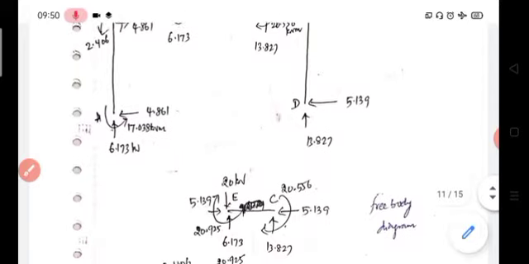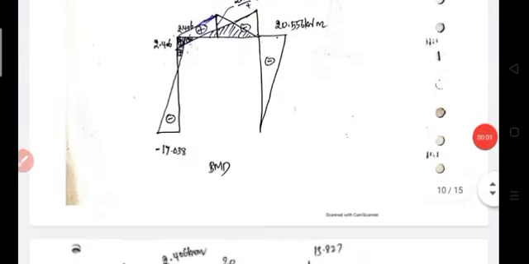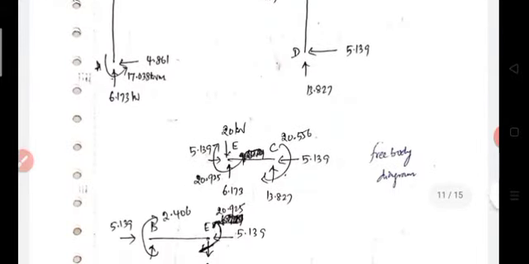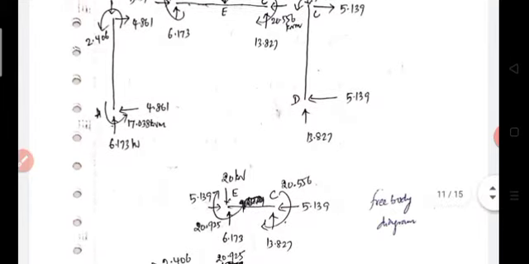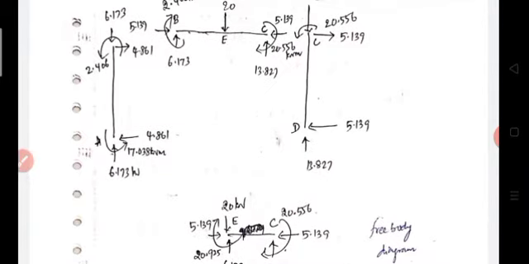Second segment, CE segment. Then next, draw the free body diagram for the CE segment. We already know the values of HC, VC, and MC. For the joint equilibrium, for the beam we have to consider the opposite signs.